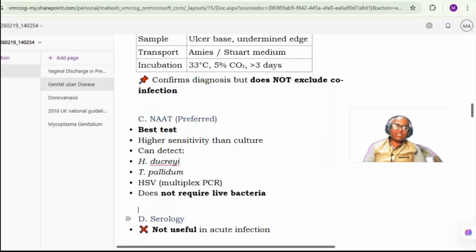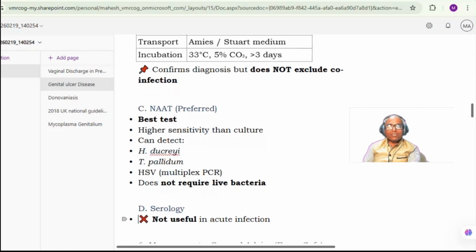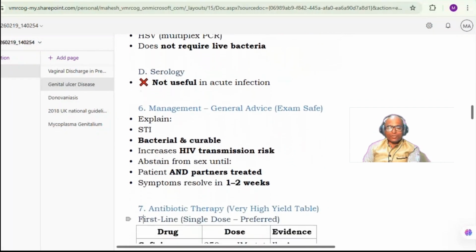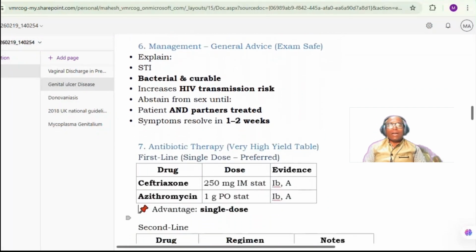Then the best test will be the NAT. NAT is the best test, with higher sensitivity than culture, and it will detect Haemophilus ducreyi, also Treponema pallidum and HSV. It does not require live bacteria. So this NAT is the best test. Serology is not useful in acute infection. So, management: explain that it is an STI, a bacterial and curable disease.